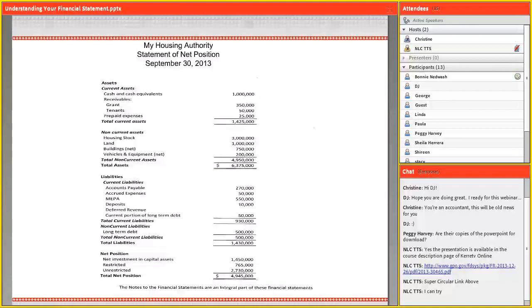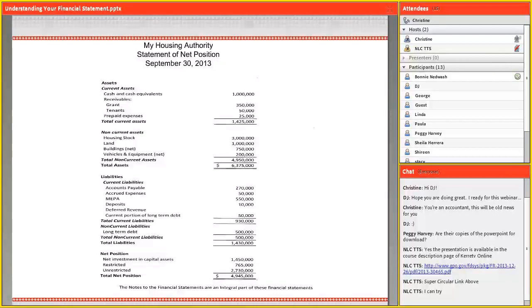Net investment in capital assets. That is basically, for lack of a better word, our land, buildings, vehicles, and equipment, less what we owe on them, which is all of that debt down there. So that's how we get the net investment in capital assets. Pretty simple.